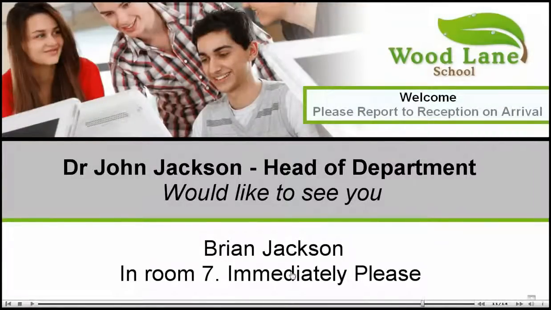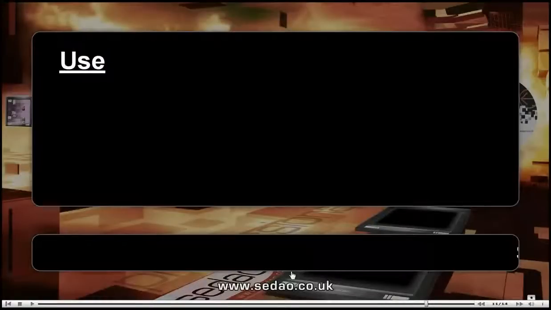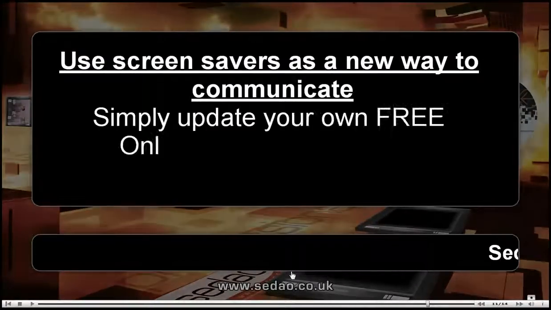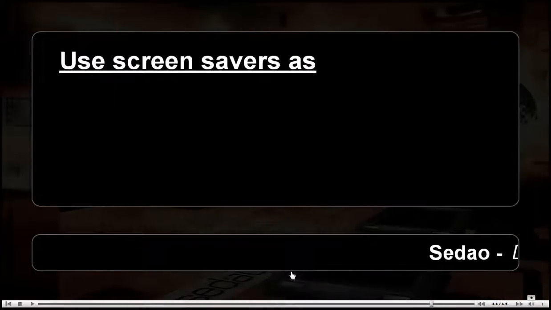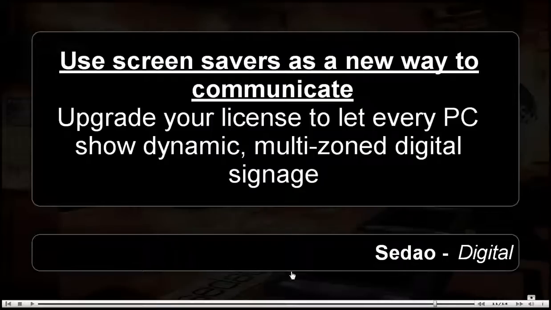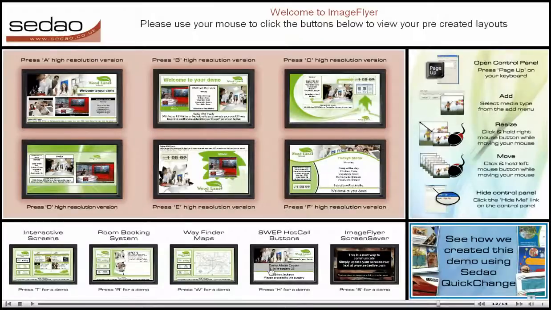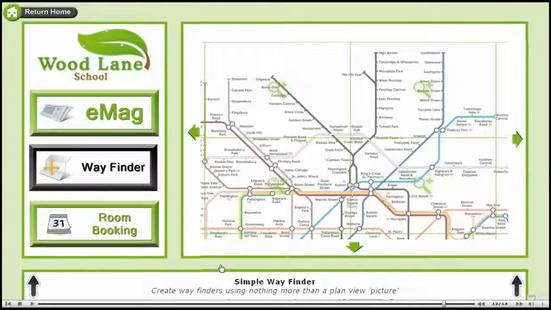Screens like this one can be used for instant calling and safety notices on digital signage systems. This screen is our unique online screensaver technology. You can use ImageFlyer as a screensaver to give you instant messaging on every PC you own. This screen shows ImageFlyer being used with hotspots and a simple map graphic to create a wayfinder application.